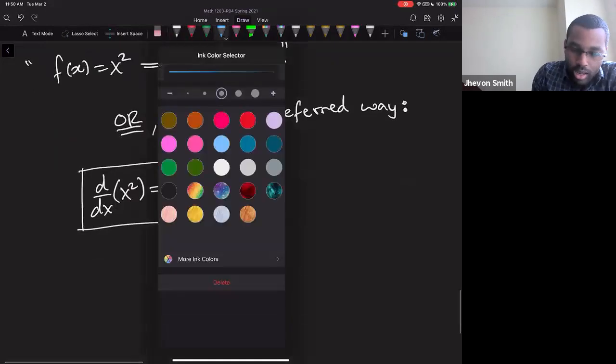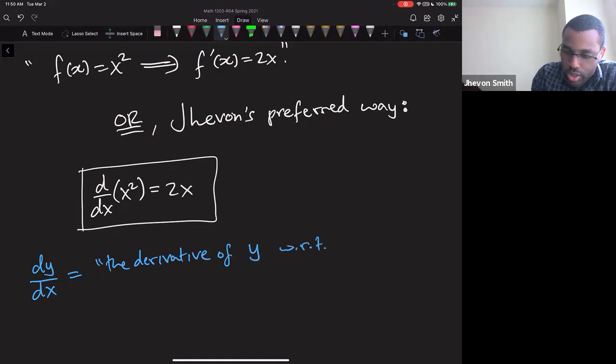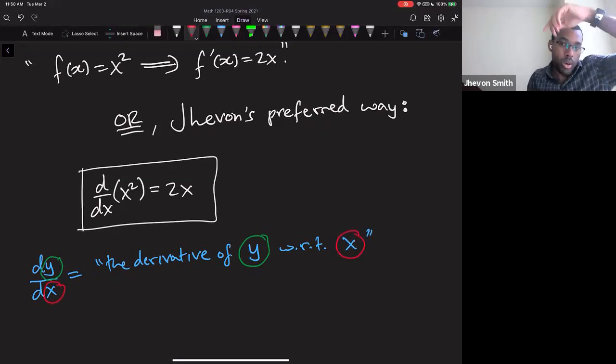So when you have dy dx, that equals the derivative of y with respect to x, where my y is this guy and my x is that guy. So it's always the derivative of the top variable with respect to the bottom variable. It means that the bottom variable is the independent variable. It's the one that's on the horizontal axis.